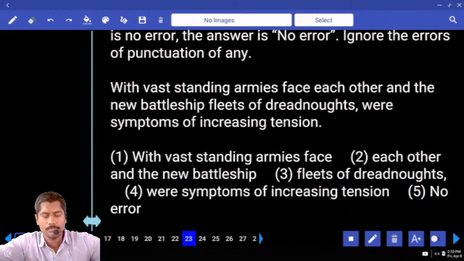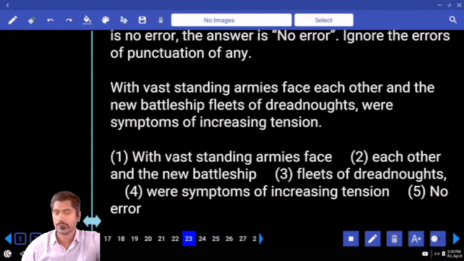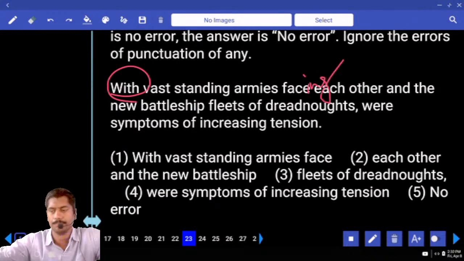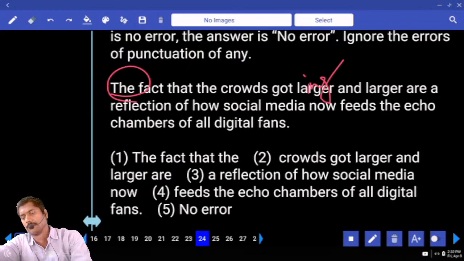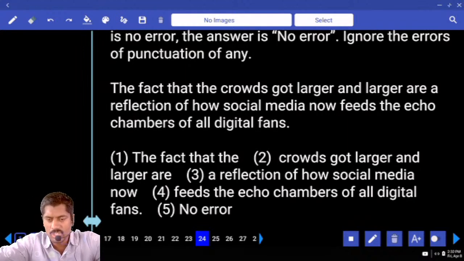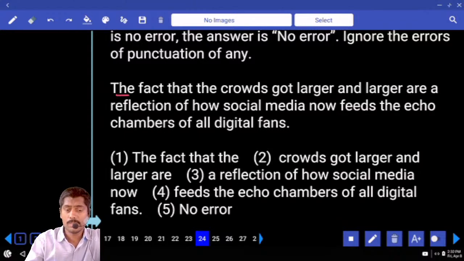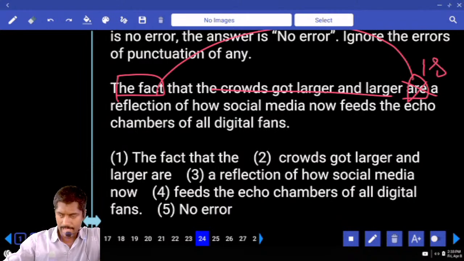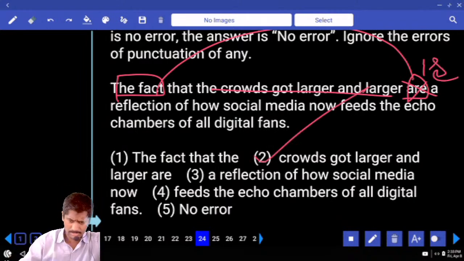Error location. With vast standing armies face each other and new battleships, fleets of dreadnoughts were symptoms of increasing tension. Answer. With vast standing armies facing each other. The fact that the crowds got larger and larger are a reflection of how social media now feeds the echo chambers of all digital fans. Now, what is the main subject? Larger, or is the fact a reflection? The fact is a reflection. Error is in the second one.